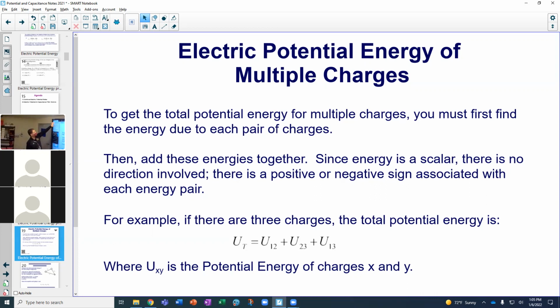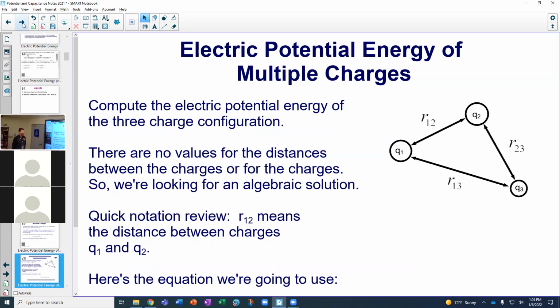So now let's look at an example of that. It says compute the electric potential of the 3 charge configurations. So we've got Q1, Q2, Q3. There's a distance from 1 to 2, a distance from 1 to 3, and a distance from 2 to 3. There are no values for the distances between the charges or for the charges. It's all just variables. So we're looking for an algebraic derivation kind of a thing, that kind of a solution.